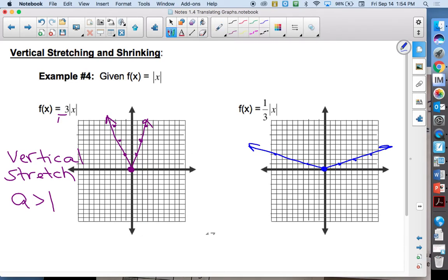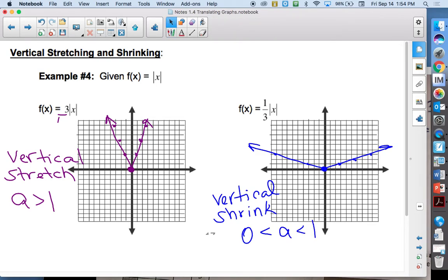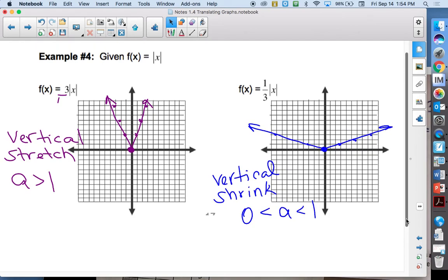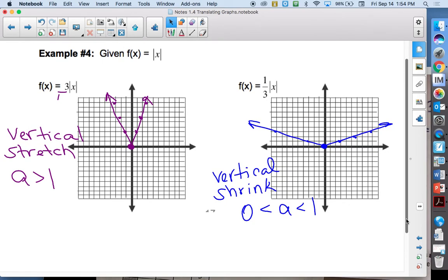And yes, I know this graph is getting wider, but we call it a vertical shrink. That happens when A is between 0 and 1. So when A is bigger than 1, it stretches, it's being pulled vertically. When it's between 0 and 1, it's a fraction, 1/3, 2/3, 4/5. Anything less than 1, it's being shrunk vertically. So yes, I know it's getting wider, but vertically it's like squishing down. Questions?